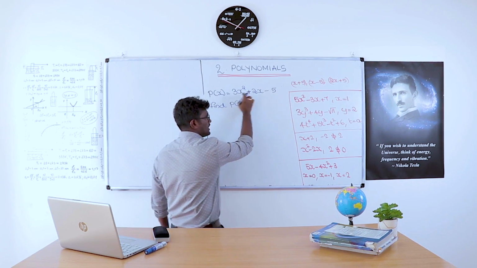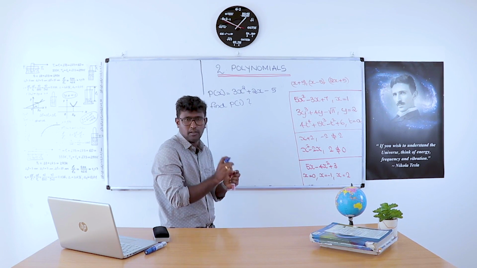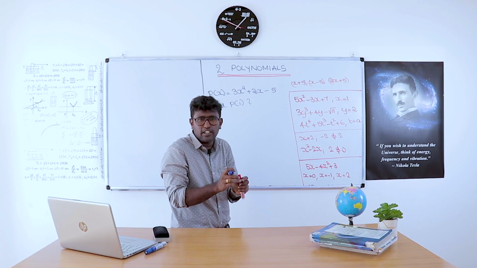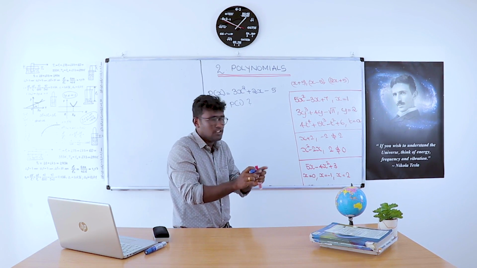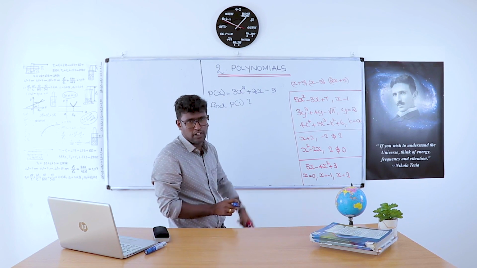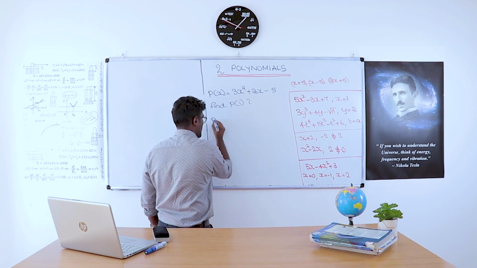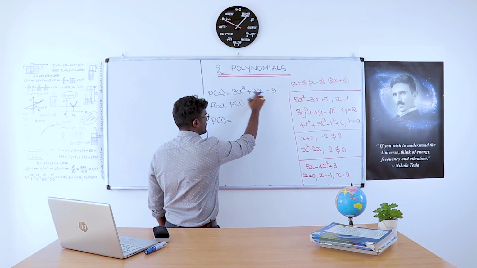Here the variable is x. So we want to find out p of 1. In the place of x, we will give the value 1. Then we get the value of p of 1. Therefore, p of x is equal to this much.